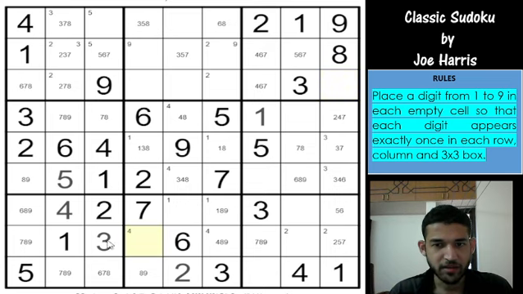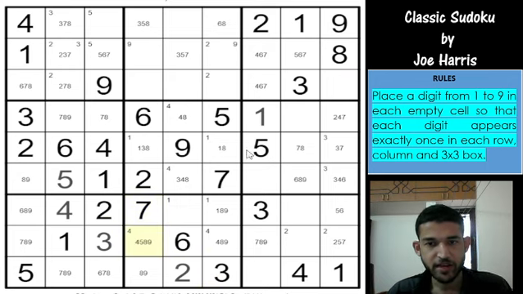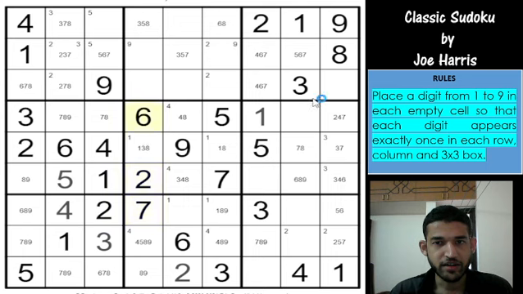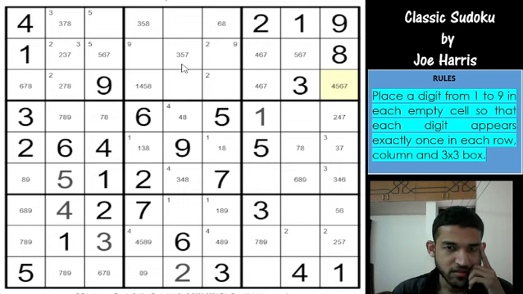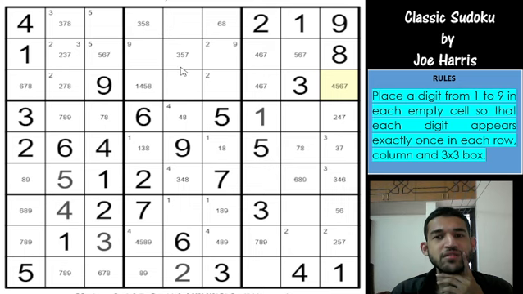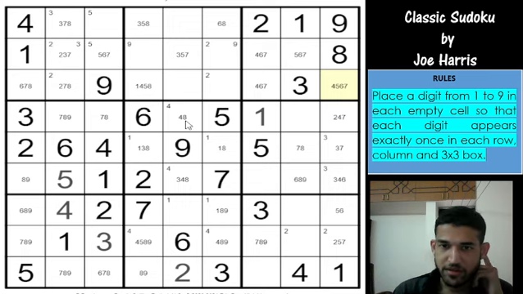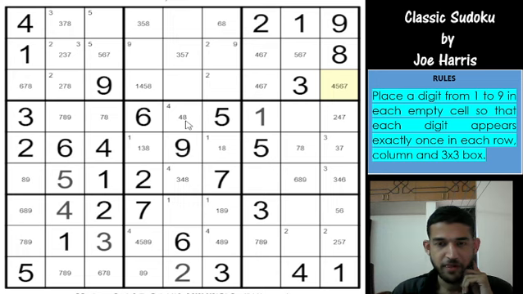Okay, let me write something in the remaining cells 2, 3, 6, 7, and 1. So this has to be 4, 5, 8, 9, 2, 6, 7, and 3 and 9. So this is 1, 4, 5, 8, and this is 4, 5, 6, 7. Seems to be a tough one, guys. Very tough one, actually.